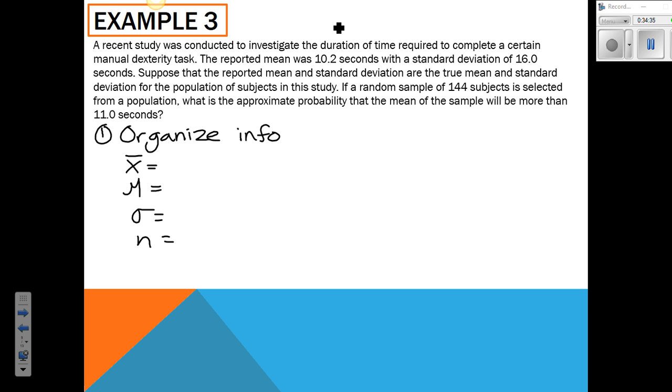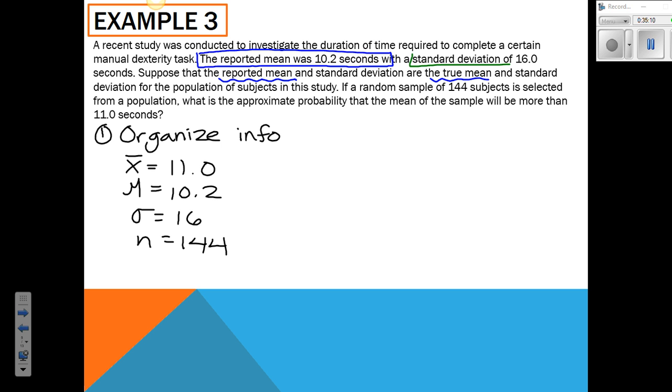N is 144. Standard deviation is 16. X bar is 11. Mu is 10.2. Now, why do you know that the mean is 10.2 and not 11 for mu? Because it says the reported mean was 10.2 seconds, and then it said down here that the reported mean is the true mean, and that the reported standard deviation is the true standard deviation. You guys with me? All right, cool.